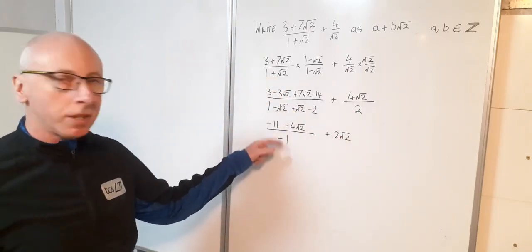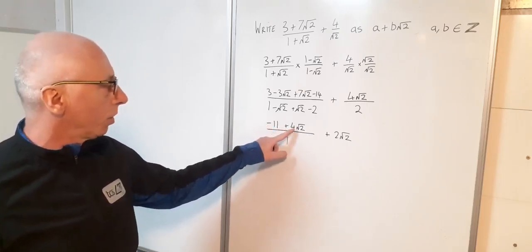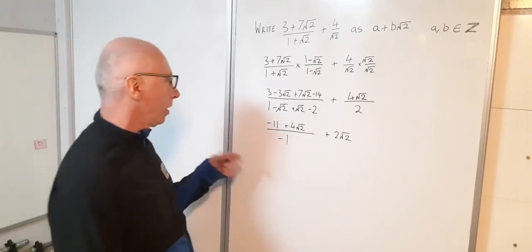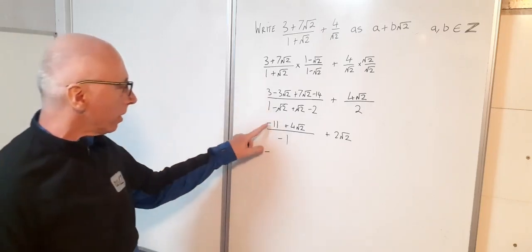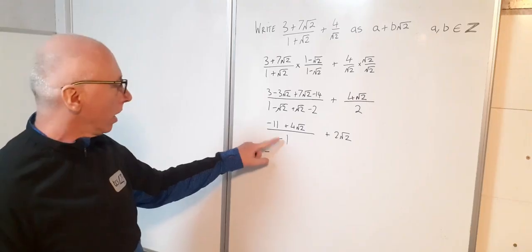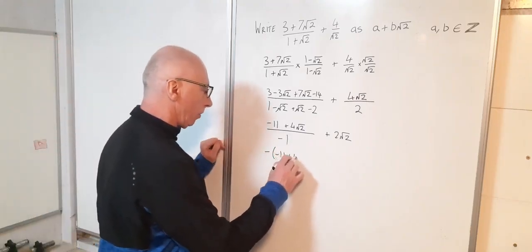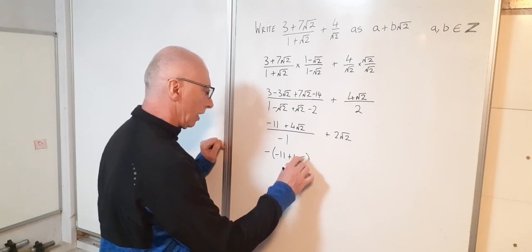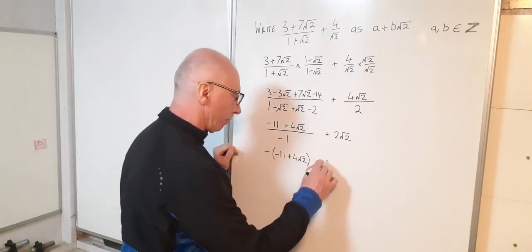Okay, now let's deal with this one. So here I've got minus 11 plus 4 root 2 over minus 1. So now what I can do is I can distribute the minus, don't just cancel out the minus with this here. So now I've got minus 11 plus 4 root 2. That takes care of that with the minus 1. And then plus 2 root 2.